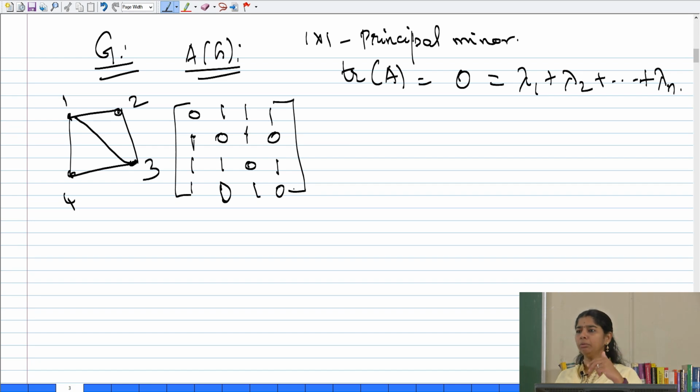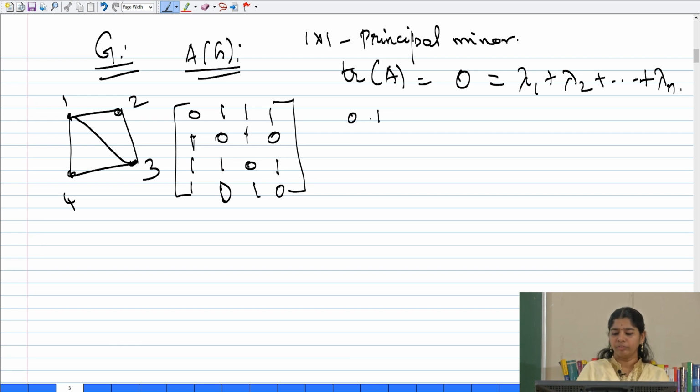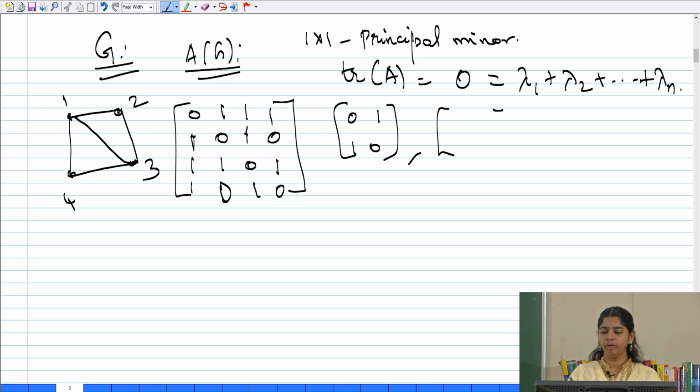Say suppose I take 1 2, I have to look at rows 1 2 intersection with the corresponding columns of 1 2, right. So, what will be that? 0 1 1 0, right. So, this is one principal submatrix. What about the vertices 2 and 4? Say suppose I ask 2 comma 4, take rows 2 and 4 and columns 2 and 4, right, and take the intersection of them. So, that would be nothing but an all 0 matrix, right.